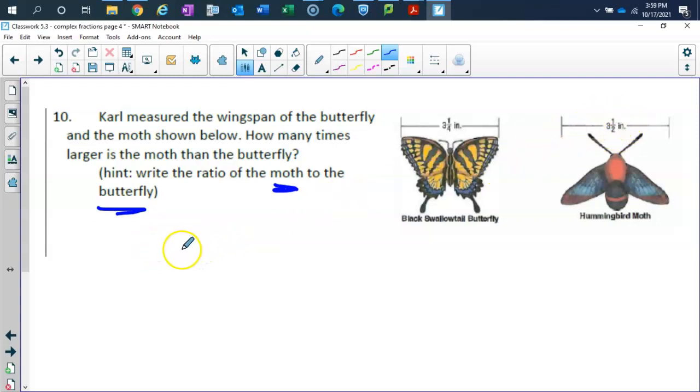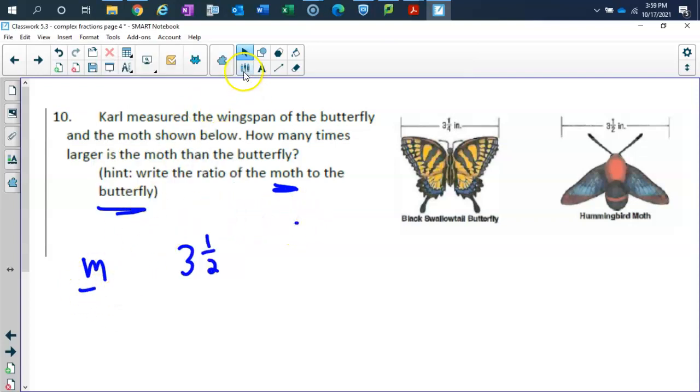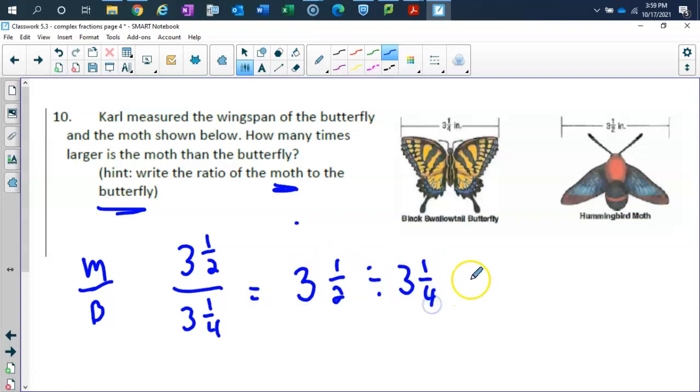Well, the moth is 3 1/2, because they said moth to butterfly. So moth is going to be on top. 3 1/2 inches over 3 1/4 inches. When you type this into your calculator, you're going to do 3 1/2 divided by 3 1/4. You will get 1 1/13.